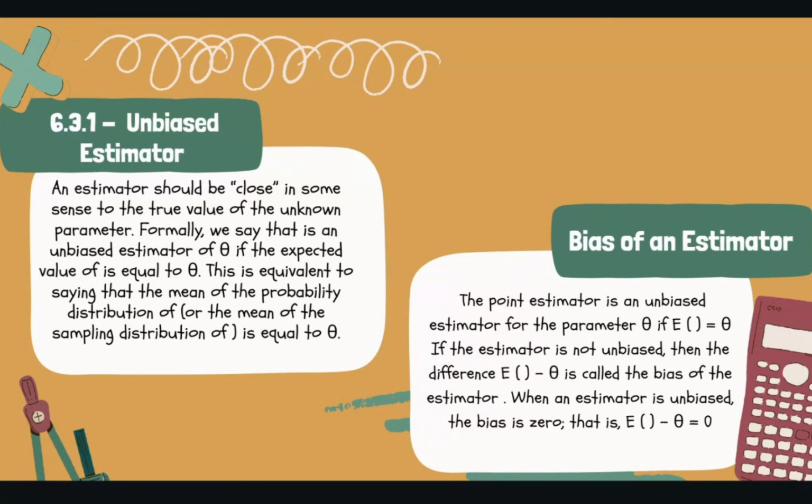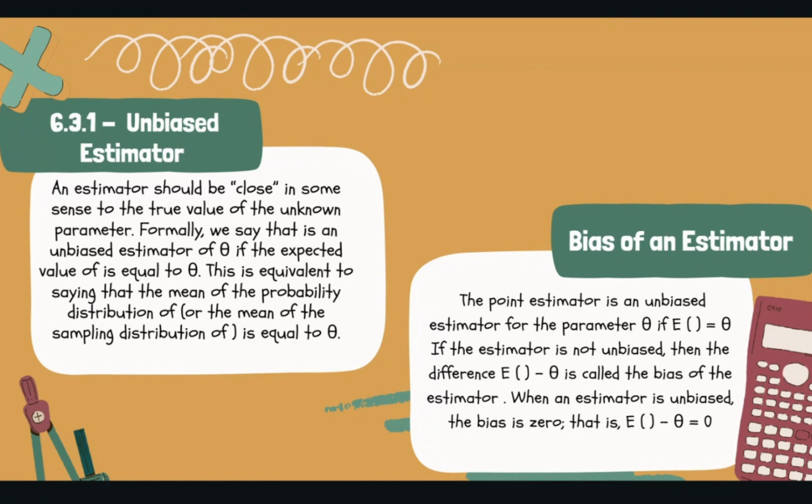Now, I'm going to discuss an unbiased estimator. An estimator should be close in some sense to the true value of the unknown parameter. Formally, we state that theta-hat is an unbiased estimator of theta if the expected value of theta-hat equals theta. This is equivalent to saying that the mean of the sampling distribution of theta-hat is equal to theta.